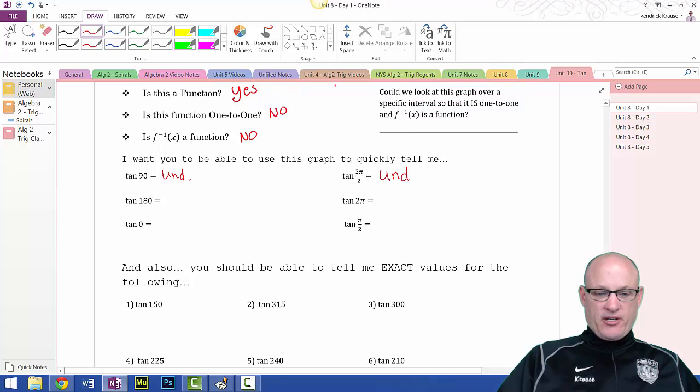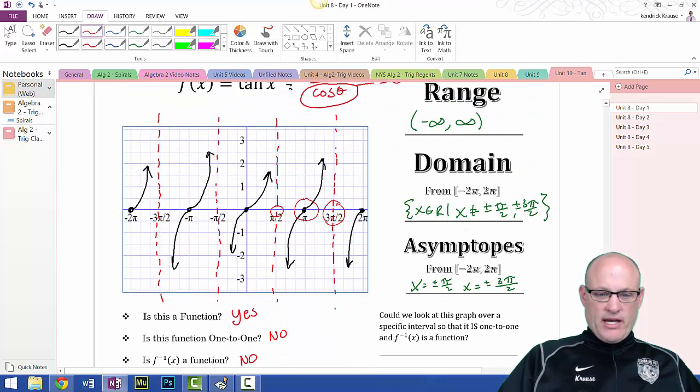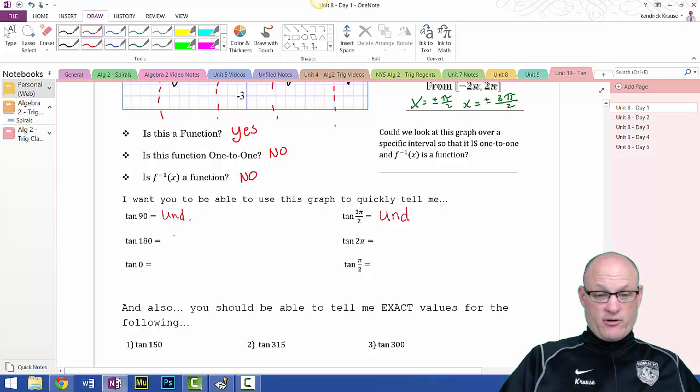At 180 degrees and 0 degrees. All right, let's look. 180 degrees is the same as pi. That's 0. And 0 degrees, that's right here at the origin. They're both zeros because that's where tangent is equal to 0. And remember, at 2 pi, that's the same as 0. That's undefined. And then pi over 2, again, is 90 degrees, and we know at 90 degrees it's undefined.